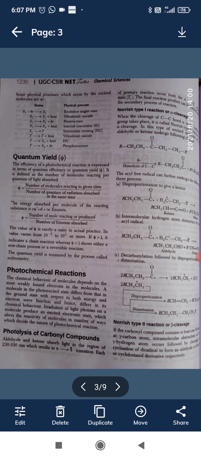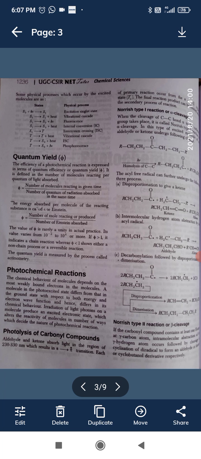From S1 to S0, if energy is lost in the form of heat, then it is internal conversion. If it goes from S1 to T, then it is intersystem crossing. T to T, by loss of heat, is vibrational cascade. T to S0, by loss of heat, is intersystem crossing. T to S0, the singlet ground state, by emission of a photon is called phosphorescence. So we have observed one is energy cascade, and the others are fluorescence and phosphorescence.